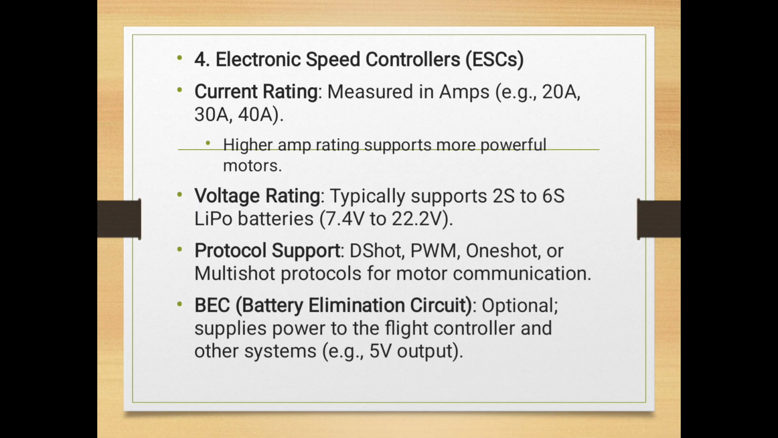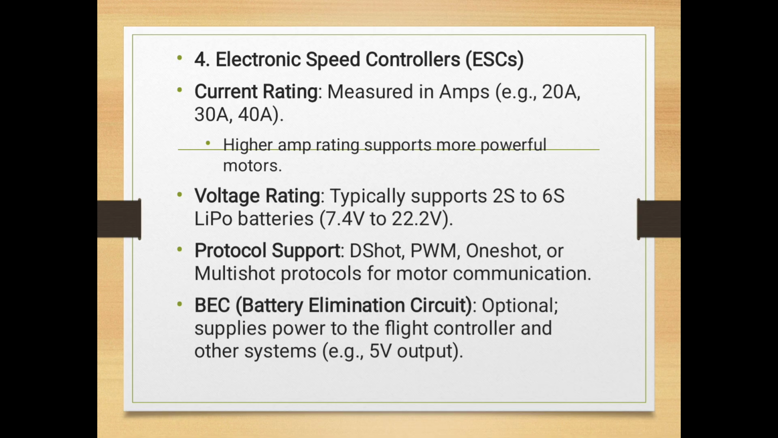Then fourth one is electronic speed controllers. Current rating is measured in amps, example 20 ampere, 30 ampere, then 40 ampere. Higher ampere rating supports more powerful motors. Then voltage rating typically supports 2S to 6S LiPo batteries, that is 7.4 volt to 22.2 volt. Protocol support: DShot, PWM, OneShot or MultiShot protocols for motor communication. Then BEC, that is battery eliminator circuit, optional, supplies power to the flight controller and other systems.